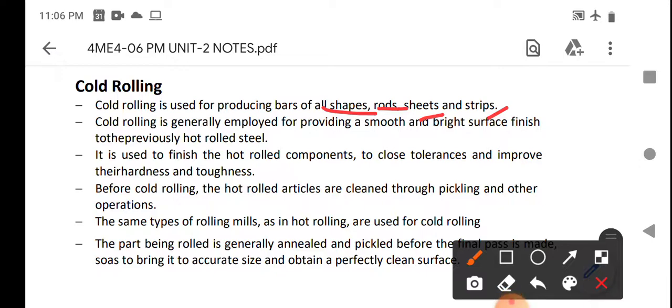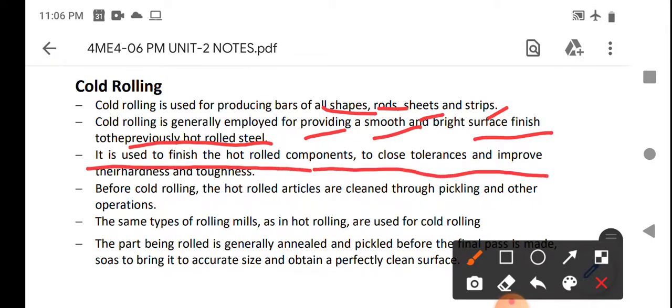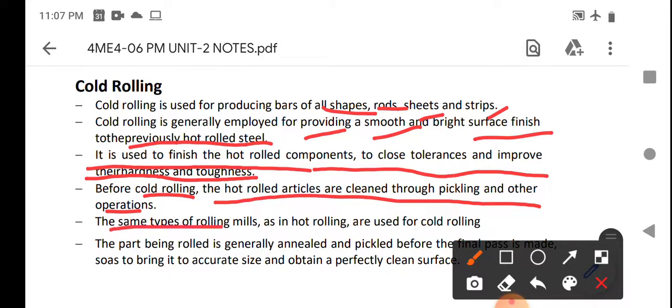Cold rolling is generally employed for providing a smooth and bright surface finish to the previously hot rolled steel. It is used to finish the hot rolled component to close tolerance and to improve the hardness and toughness. Before cold rolling, the hot rolled articles are cleaned through pickling and other operations. The same type of rolling mills as in hot rolling are used for cold rolling.